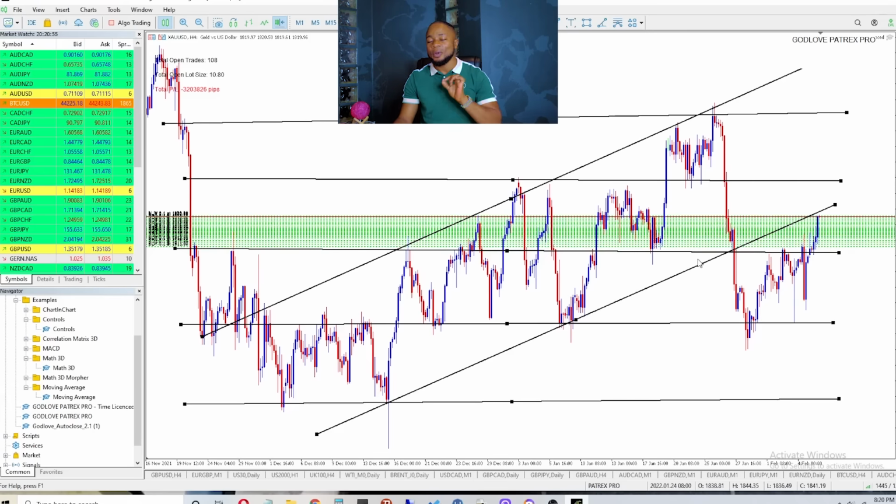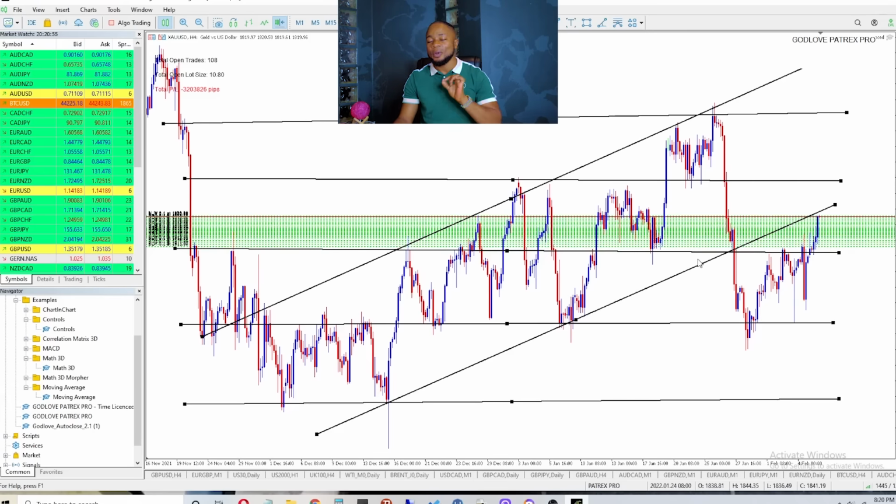My second zone is here. My third zone, if you can check, was respected here, here, here, here, here, here, and here. So that makes it a potential zone. This zone was respected here, here, here, and still here. That is still another potential zone. Then this zone was respected here and here. That is a potential zone, and this one was respected here, here, and here.